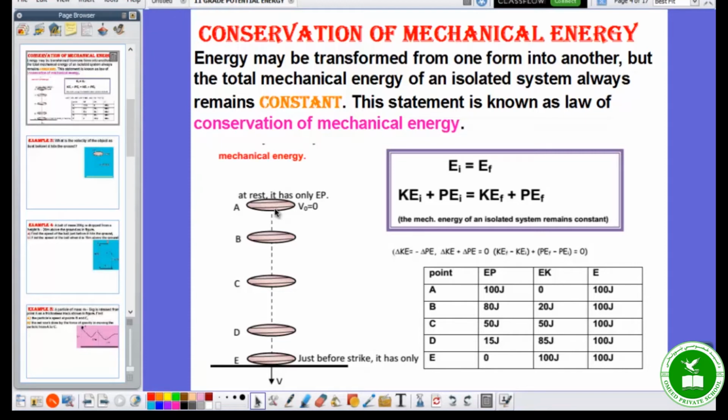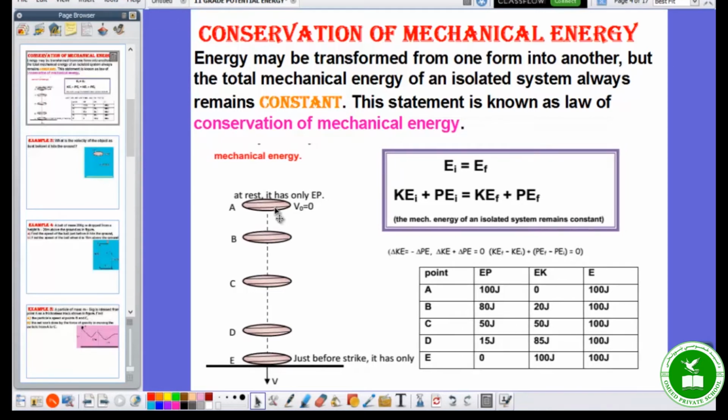Now let's take this example. This object is at level A. At level A, it is at rest. At rest means velocity is 0. If velocity is 0, then kinetic energy will be how much? It will obviously be 0.